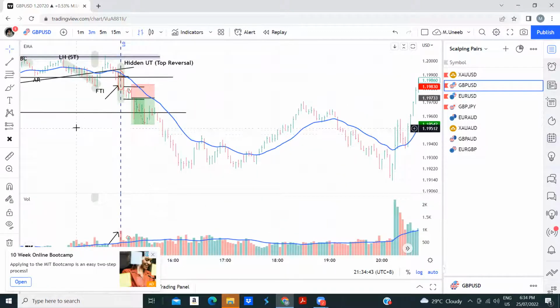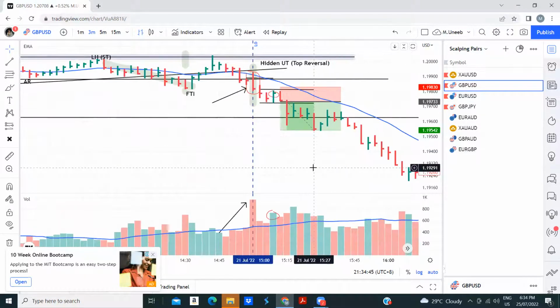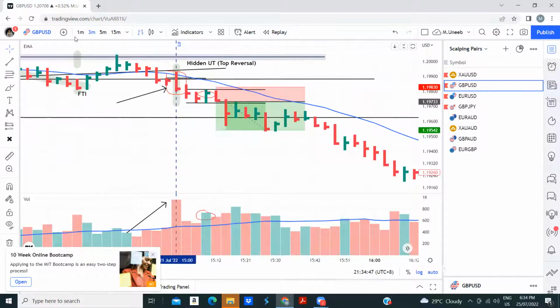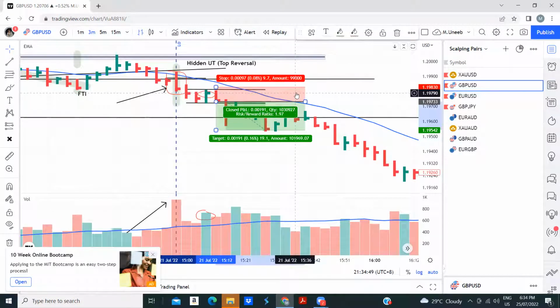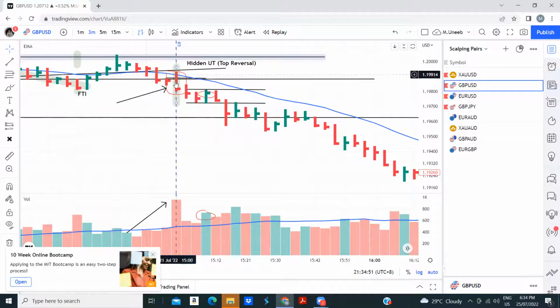What will happen? At this point, I suggest you just exit over here. The problem with this London session open was that we did not get enough time to enter the trade.